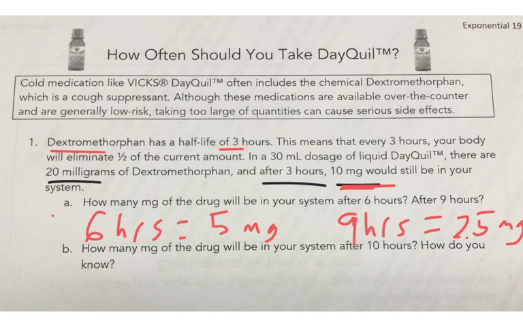So this is the idea of a half-life. This is how carbon dating works. If you've ever done carbon dating problems, and we'll do some of those later, I'm sure. B part, how many milligrams of the drug will be in your system after 10 hours, and how do you know this?